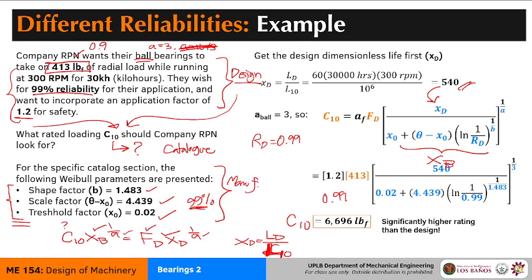This is crazy. So, right? I hope this example makes it clear. Even a unit's increase in reliability results in a very big jump in the amount of force that you have to tolerate, or at least, yeah, the amount of C10 increase is absurd. So, yeah. That is for differing reliabilities.